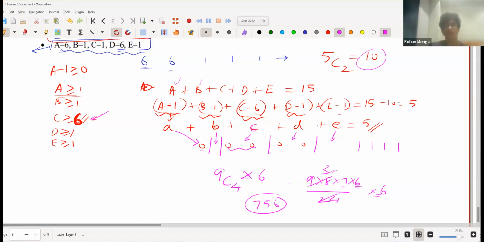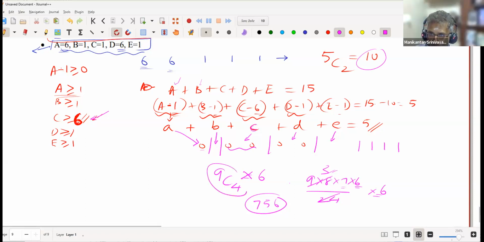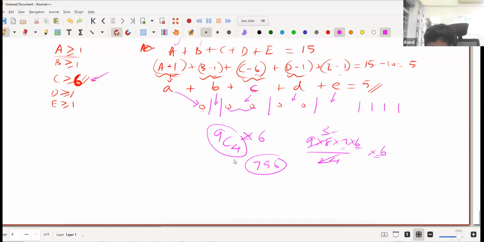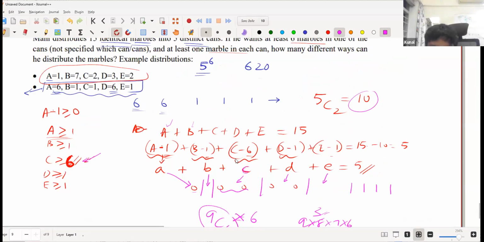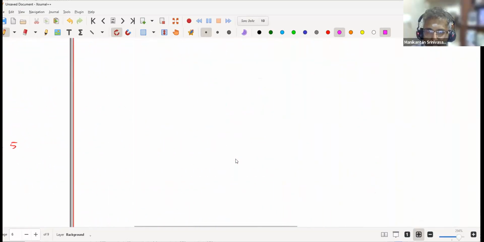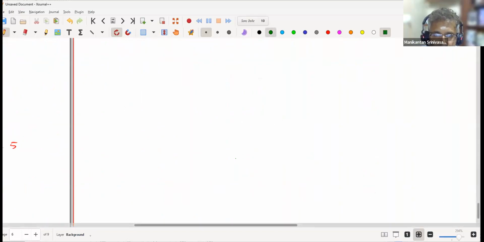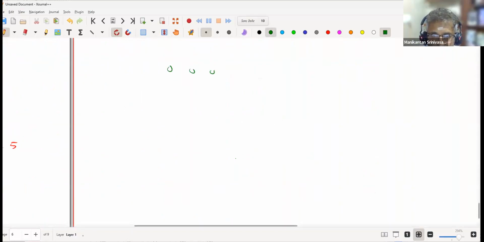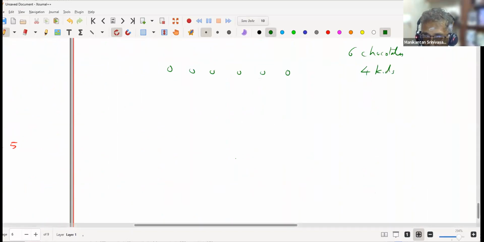Yeah. Okay. So why 9 choose 4? Why 9 choose 4? This one? Oh, okay, all right. I'll just go to another page. So forget this problem. Let's take 6 chocolates, 1, 2, 3, 4, 5, 6. And then there are 4 kids to distribute it to, right? And anyone can get any number of the 6 identical chocolates and 4 kids, right? Now, how do you distribute?